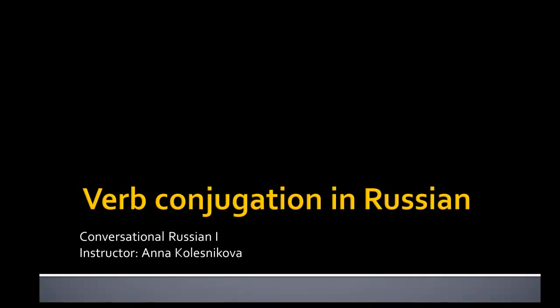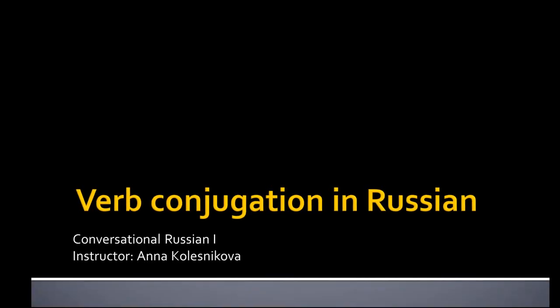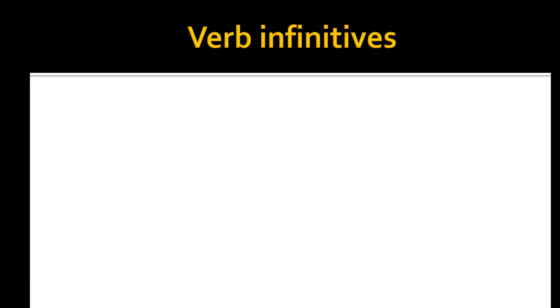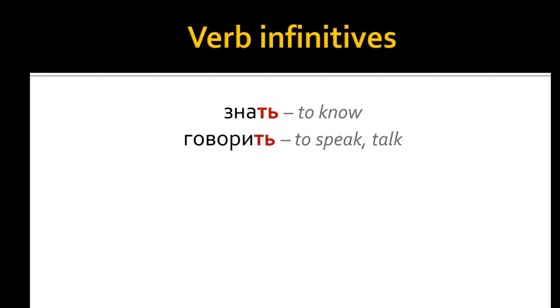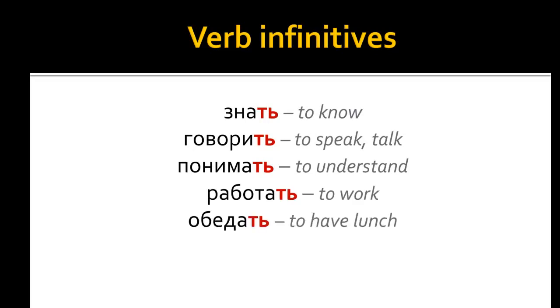In this tutorial, you will learn how to conjugate verbs in Russian. You already know some Russian verbs, for example, знать, говорить, понимать, работать, обедать. The infinitive form is the default or unchanged form of the verb. In English, it's expressed by the particle to, and in Russian, it's expressed by the ending ть.